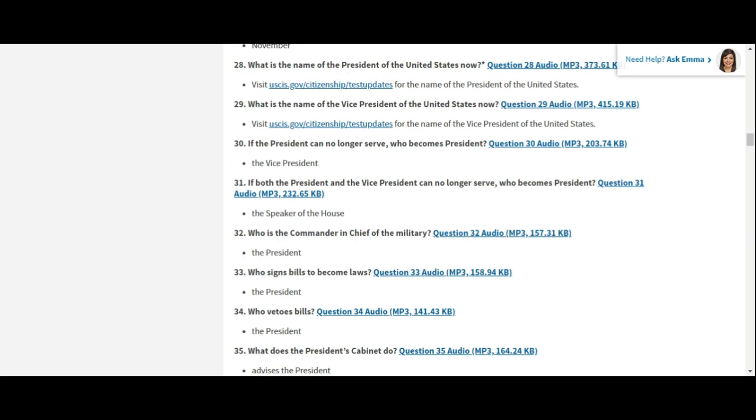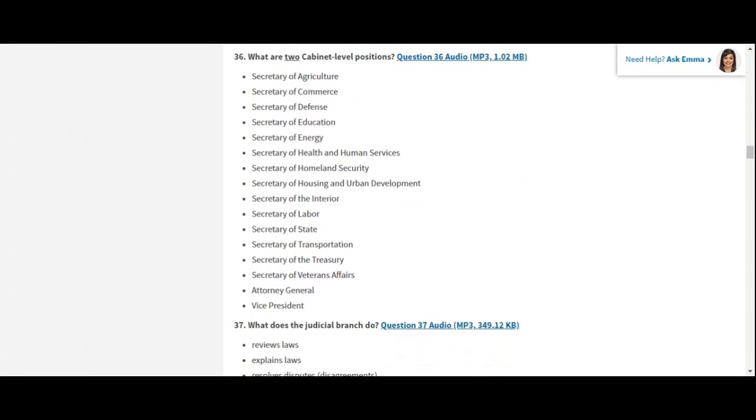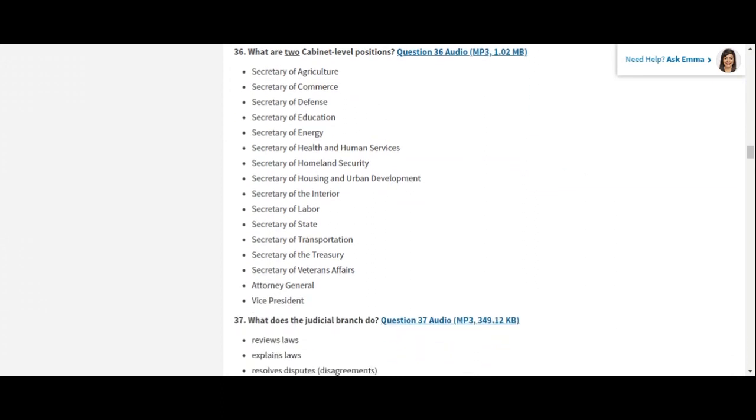The president. Who signs bills to become laws? The president. Who vetoes bills? The president. What does the president's cabinet do? It advises the president.